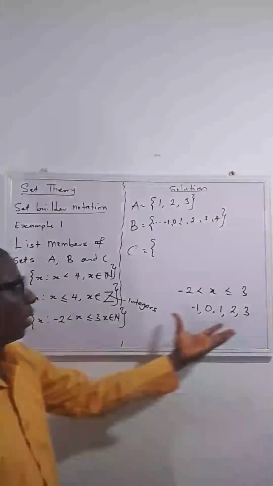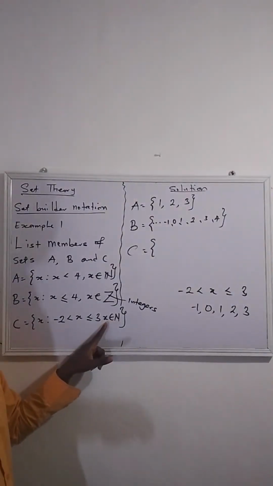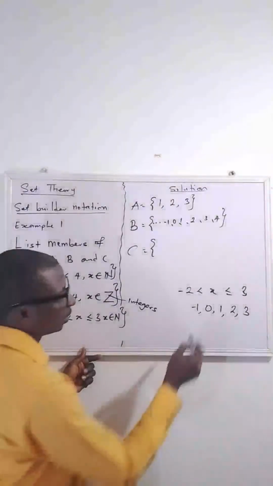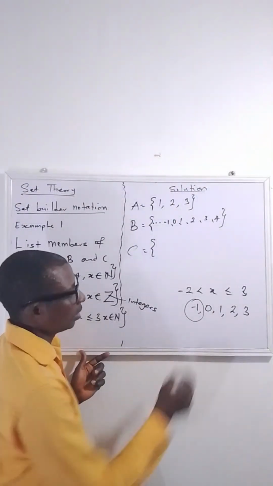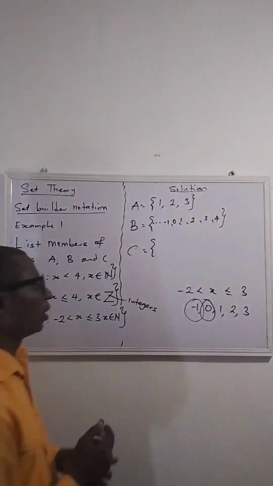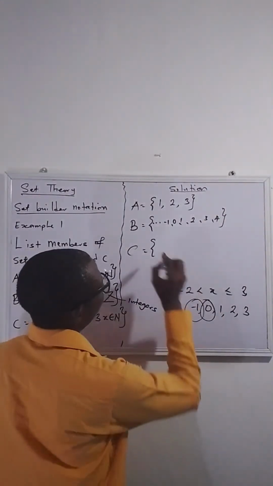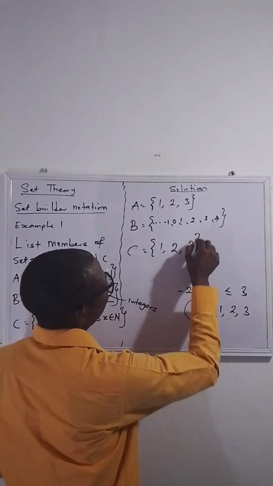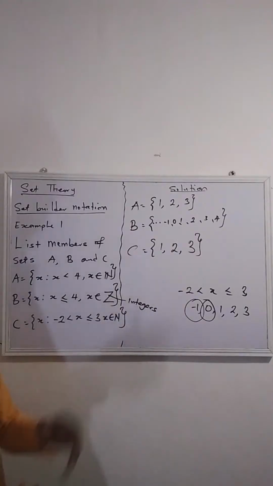Now you can see, but look at the condition we have here: x is a member of the natural numbers. So that means -1 and 0 are not inclusive, because they are not natural numbers. They are not counting numbers. So this set is going to be 1, 2, 3. You get that? That is the solution to that problem.